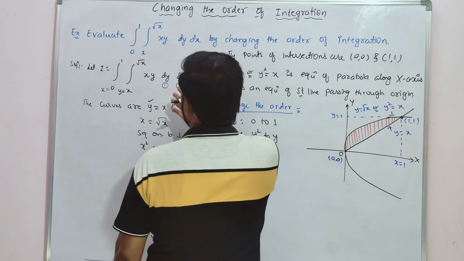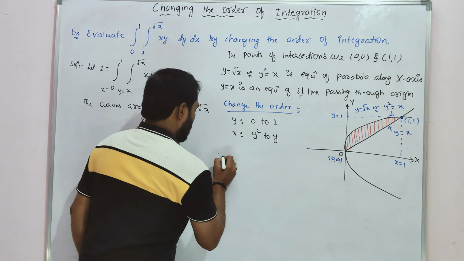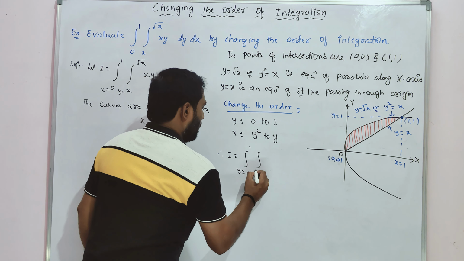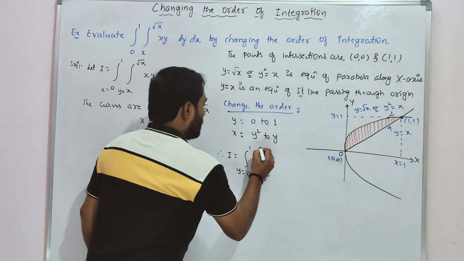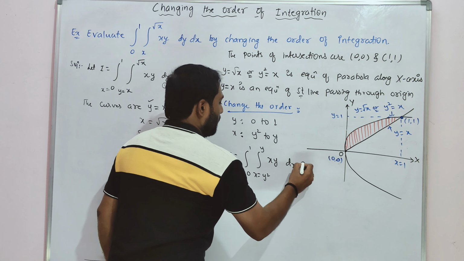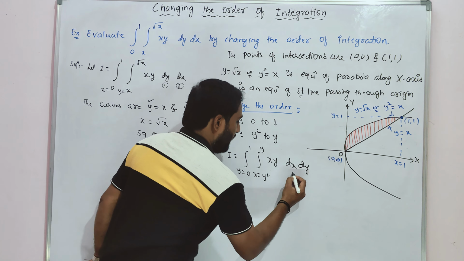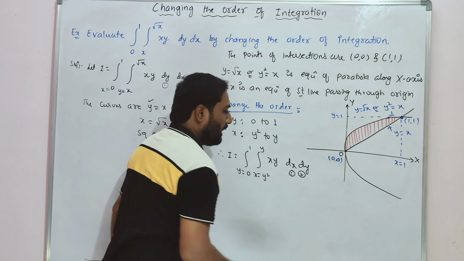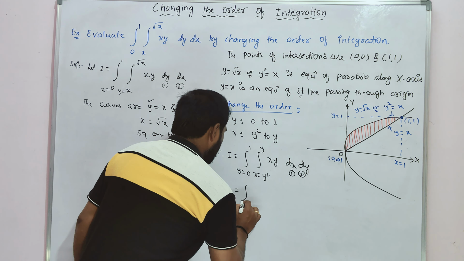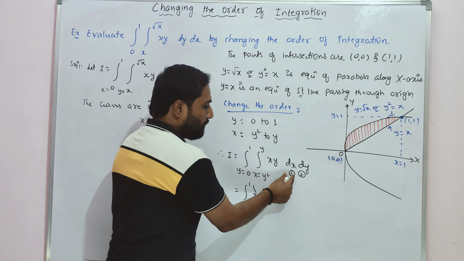Let us use the same integration with the different limits, that is new limits. Therefore I is equal to, now y is from 0 to 1 and x is from y square to y, new limits, and the function remains the same. So initially it was dy dx, now it is dx dy. First integrate with respect to x, then integrate with respect to y. Simple way. I'll keep the 0 to 1 as it is. Now integration with respect to x first.